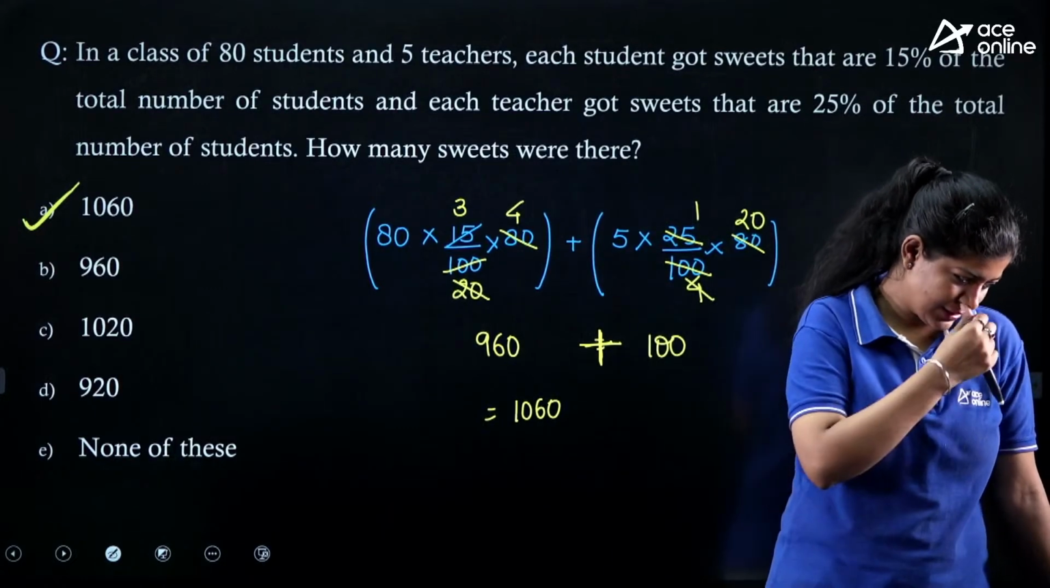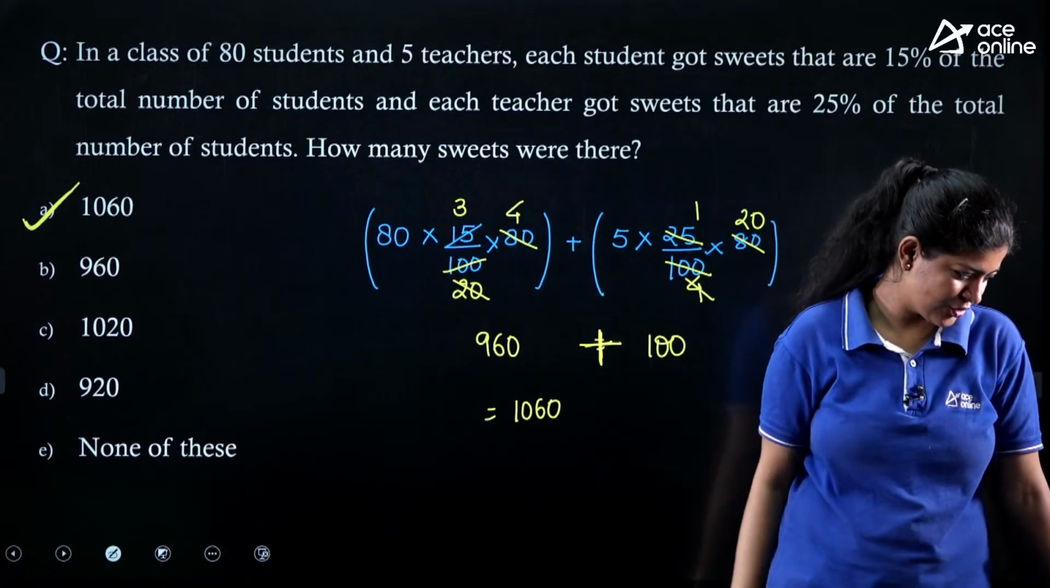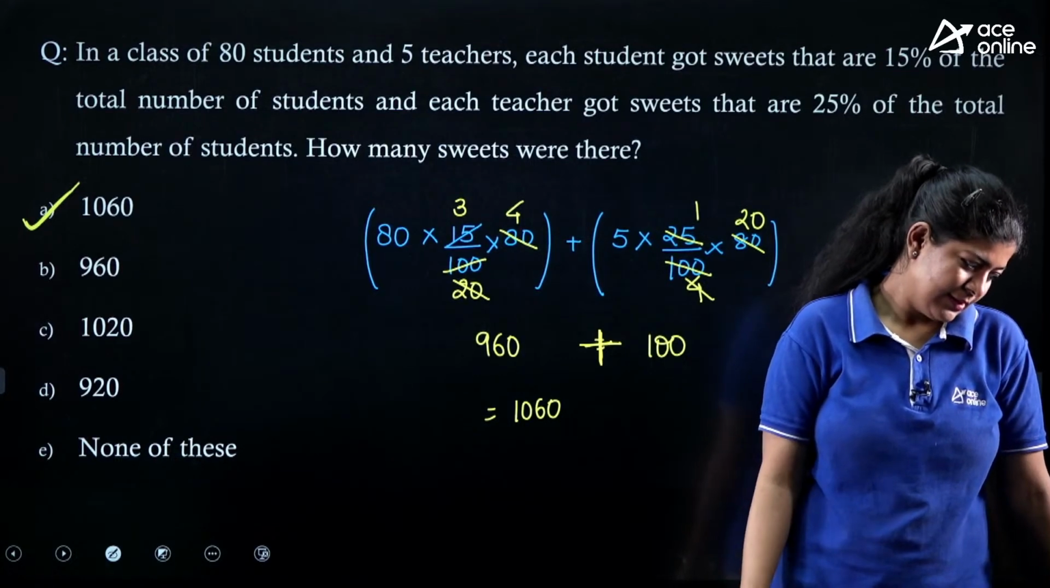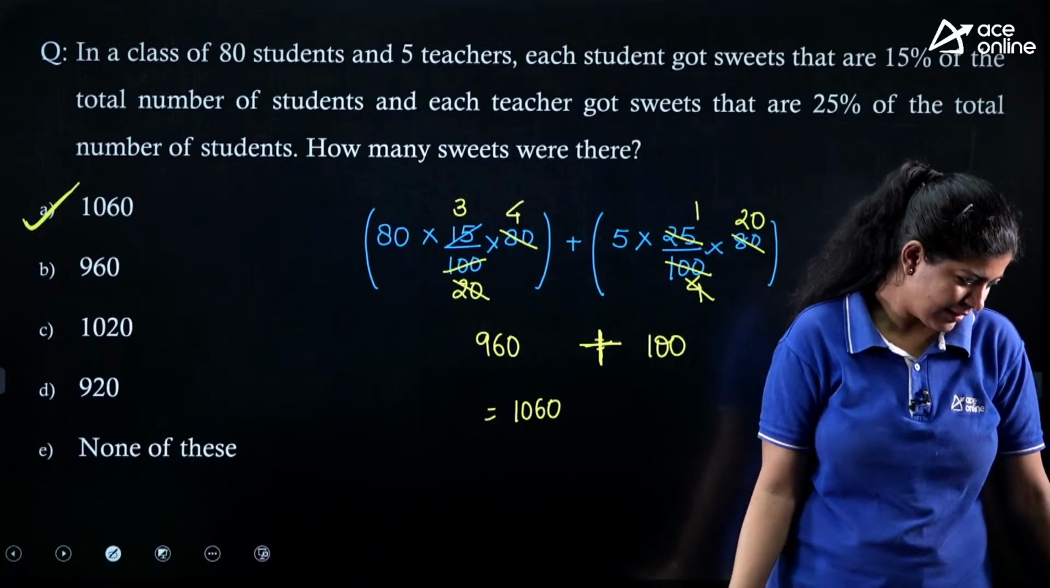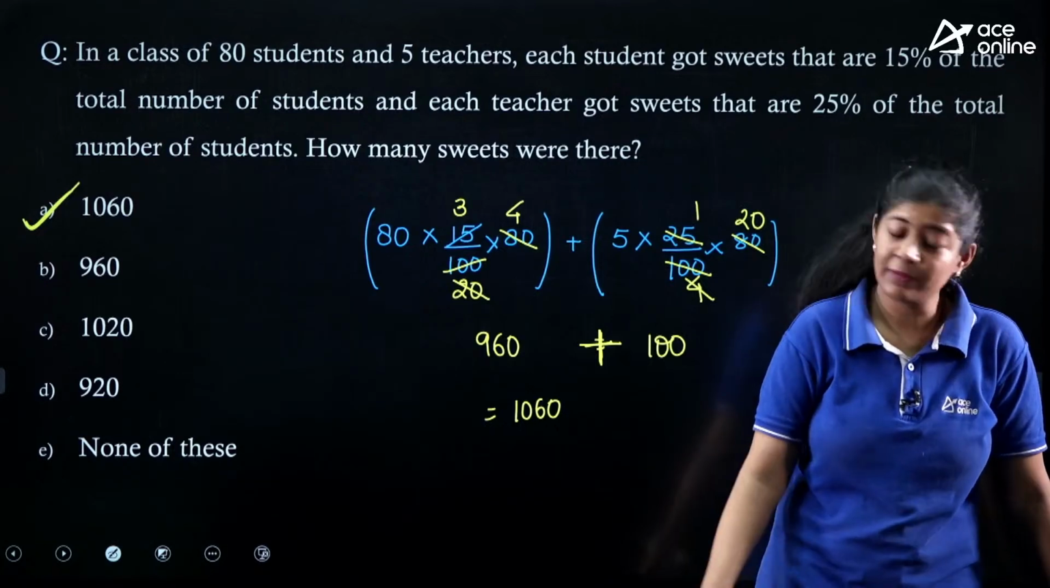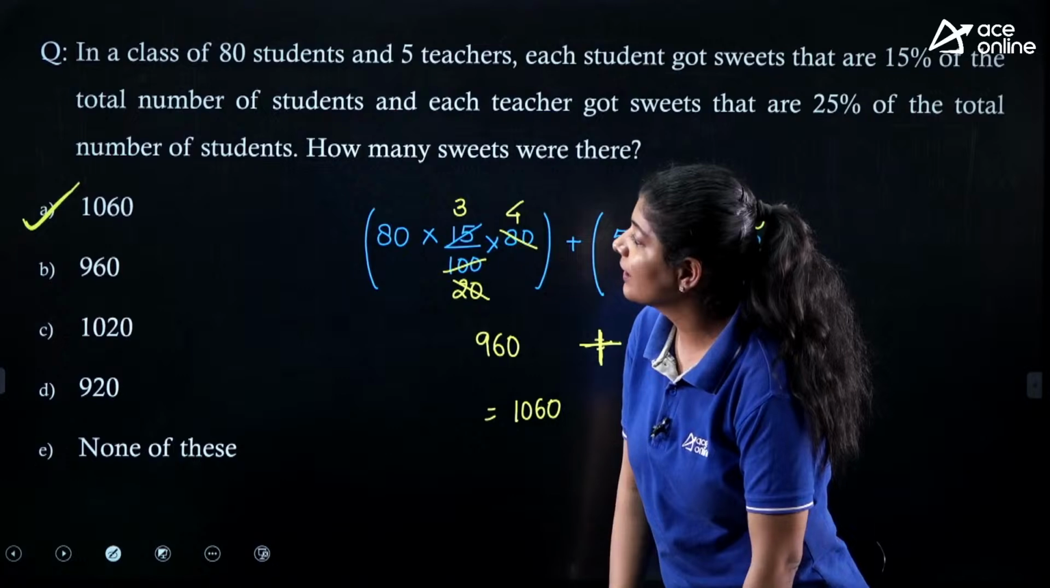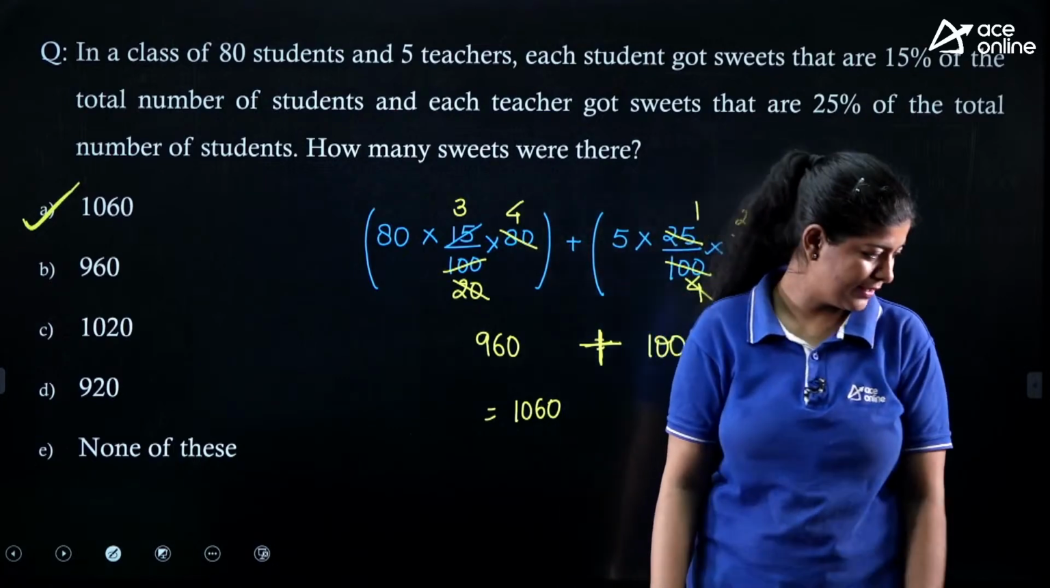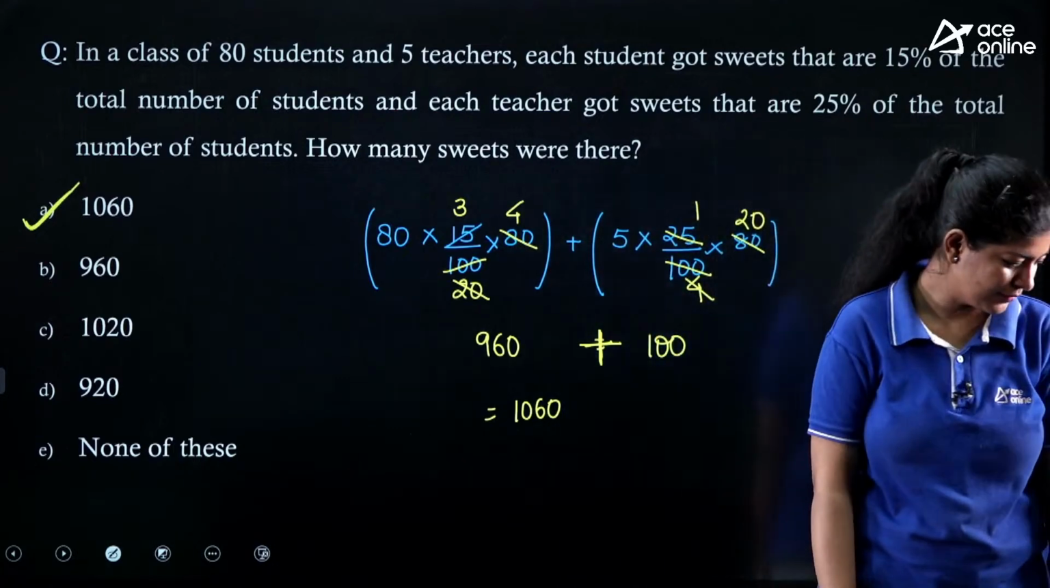Very good Rakesh, very good Tarun, very good Shubham, Deepak, very good Mark, Malikarjun, very good, but the correct answer over here is your option number A, 1060, right? A very good evening to all of you.